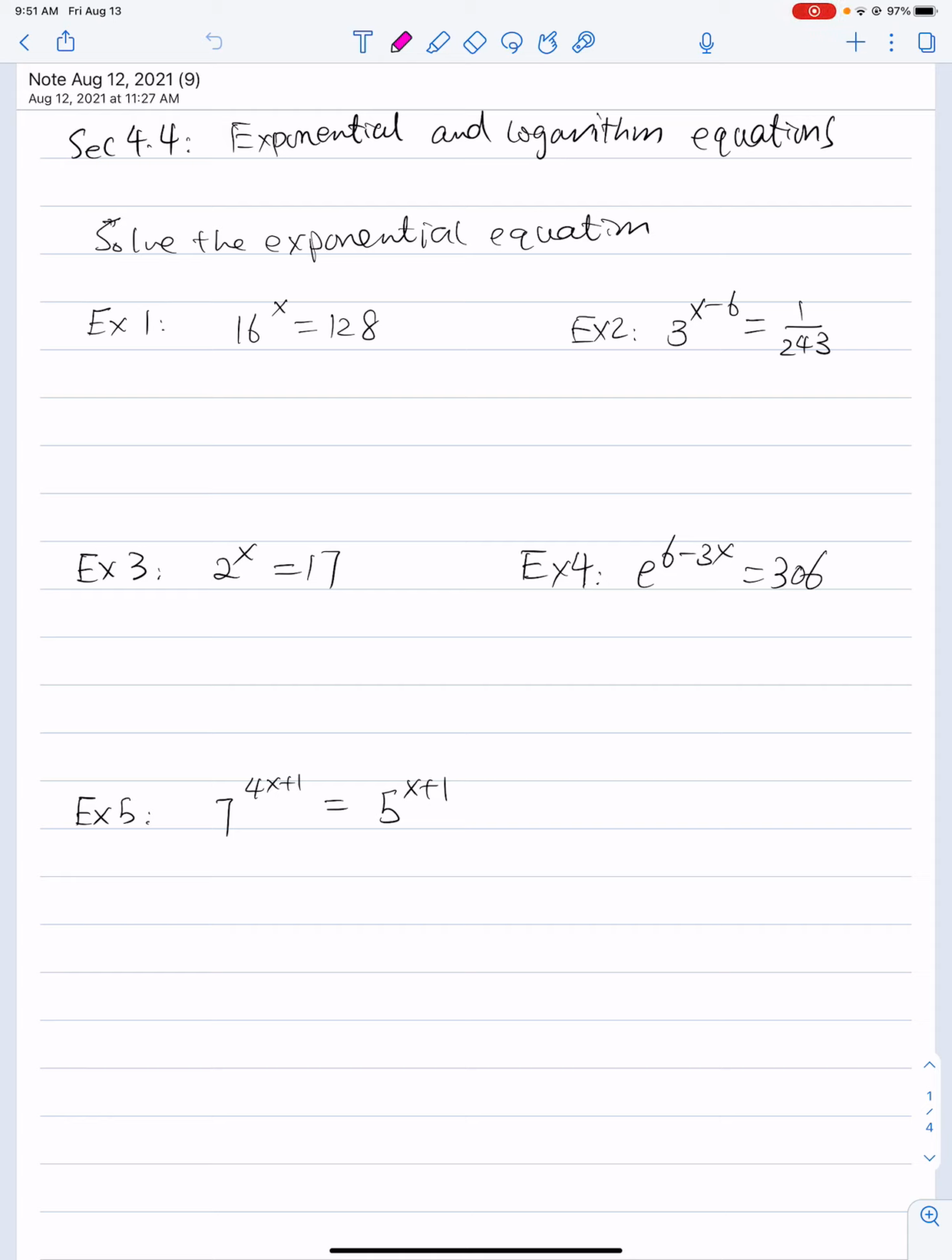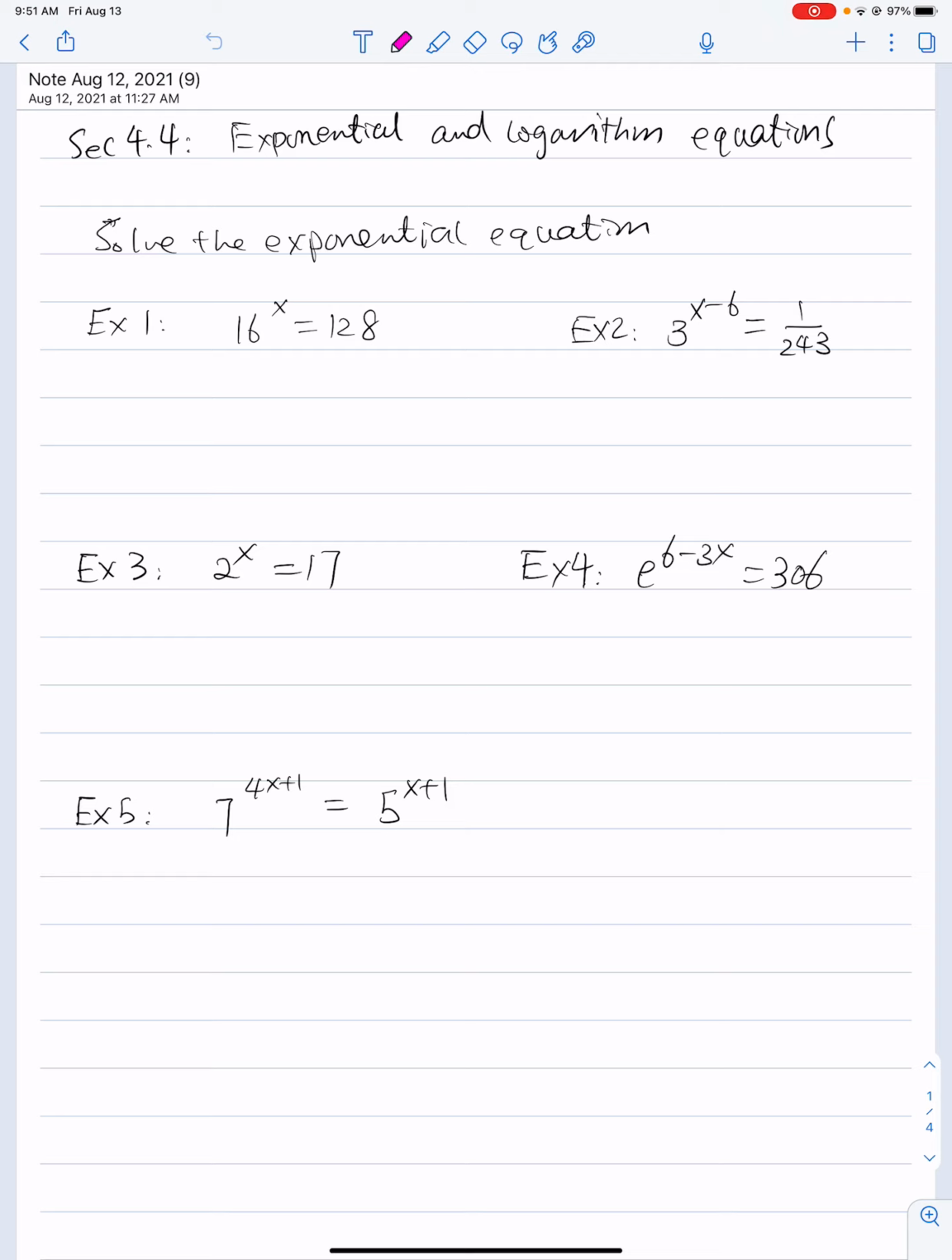Okay, so in this section, we will introduce how to solve exponential and logarithm equations. Most of these examples are from your homework. Start with the first one: 16 to the x equals 128. What should we do first?